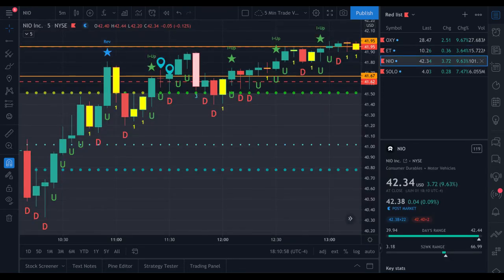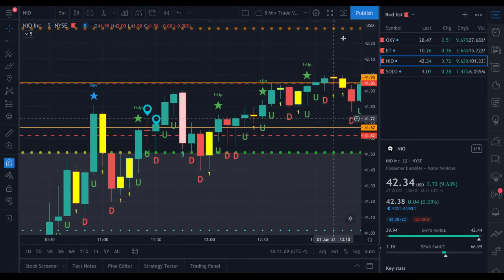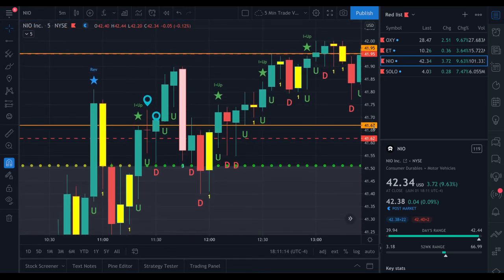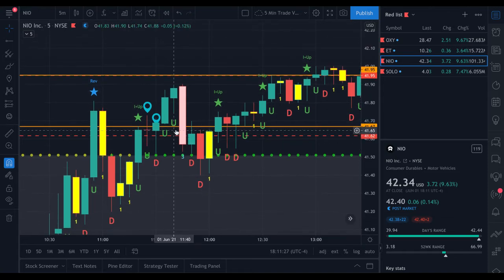Moving on to NEO. For NEO, I got in where you see right here, and I exited the trade right here. So this one was a loss, but very minimal, because again, what we like to do with the strat are tight stop losses. So I got in at 41.67, and I stopped myself out at 41.62. In this case, I got in on this candle, so it was an inside, and then it went up after this inside candle.